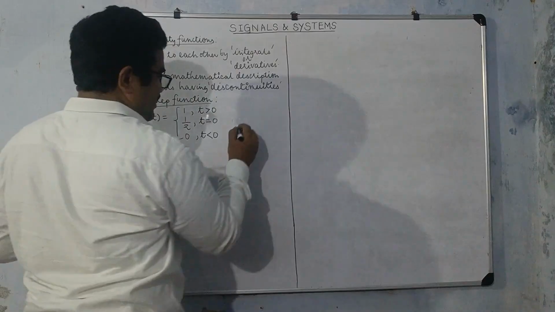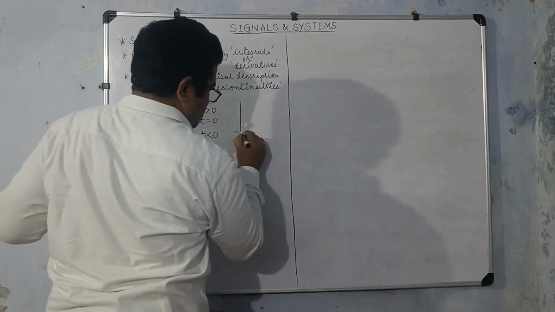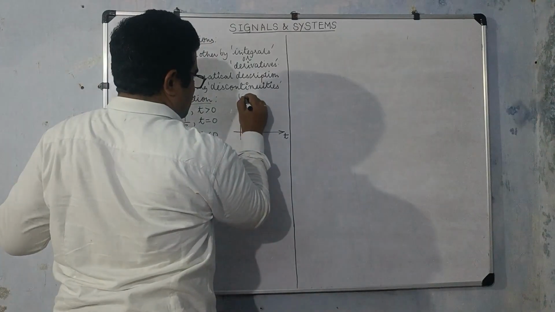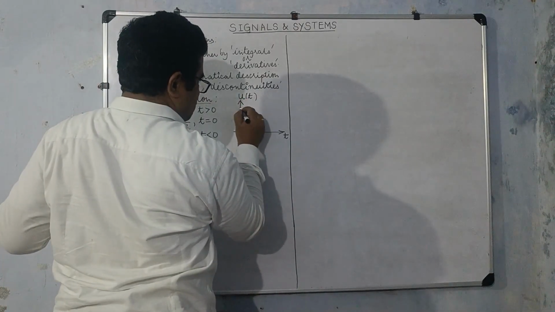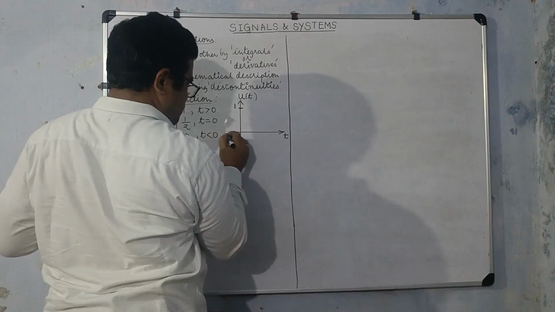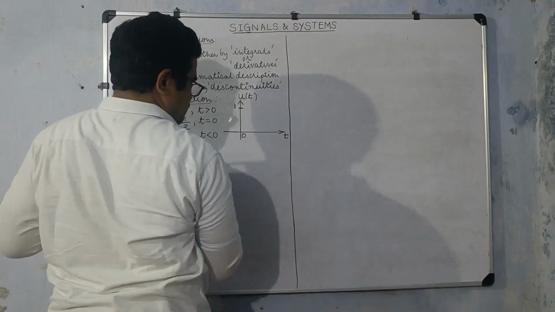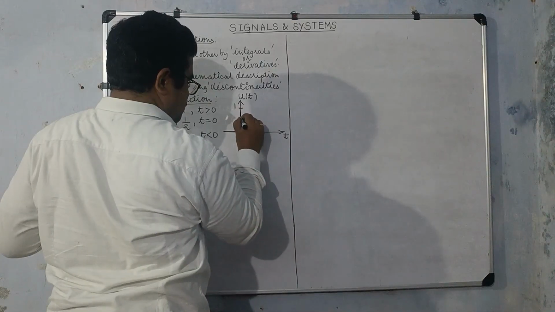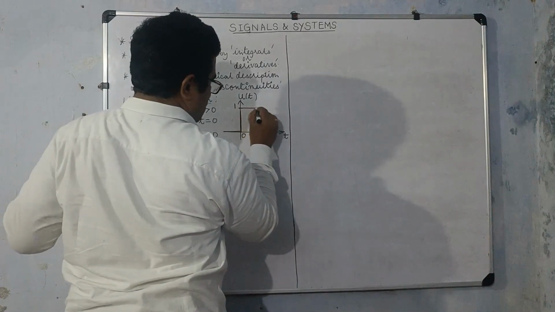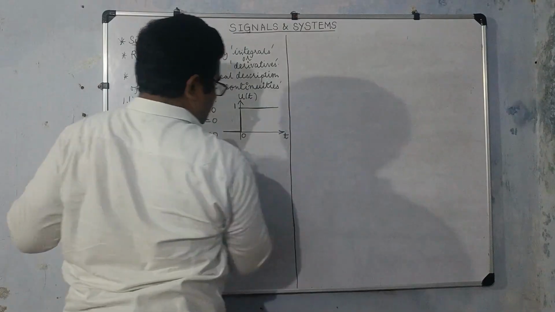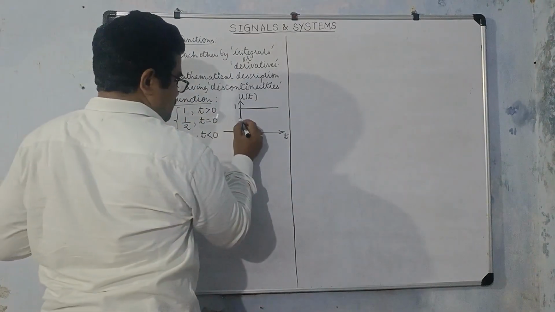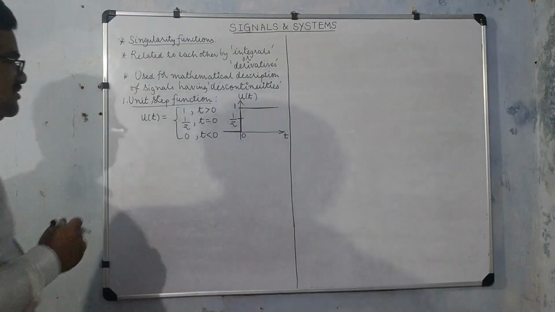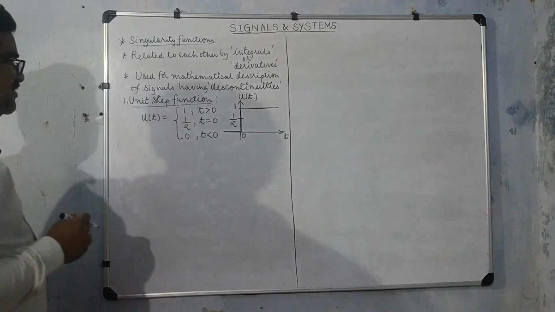And if I draw it graphically, that is u of t drawn against time, for t less than 0 it is 0, and for t greater than 0 it suddenly jumps to 1 and remains at 1 up to infinity. Okay, so at t equal to 0, what is the amplitude? It is equal to 1 by 2. So this is the unit step function.